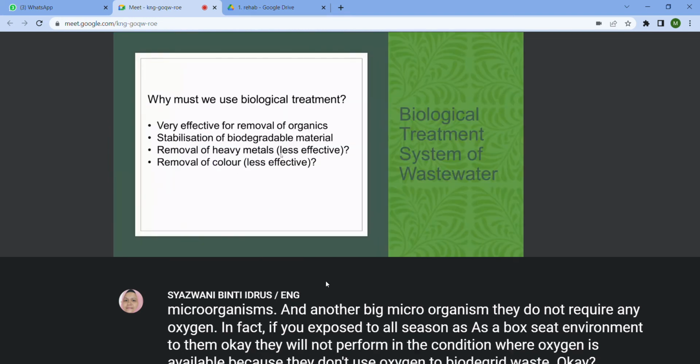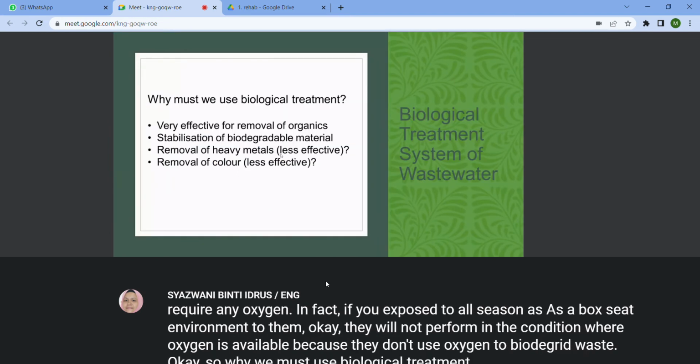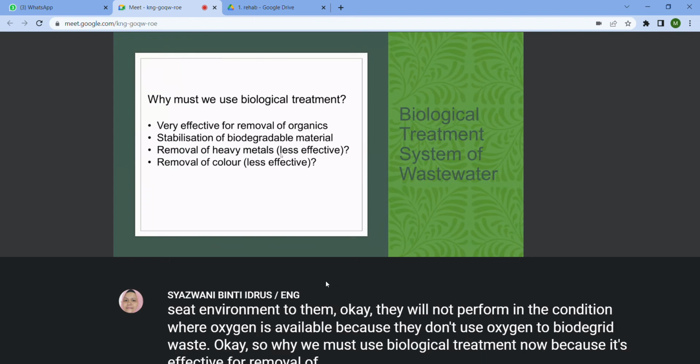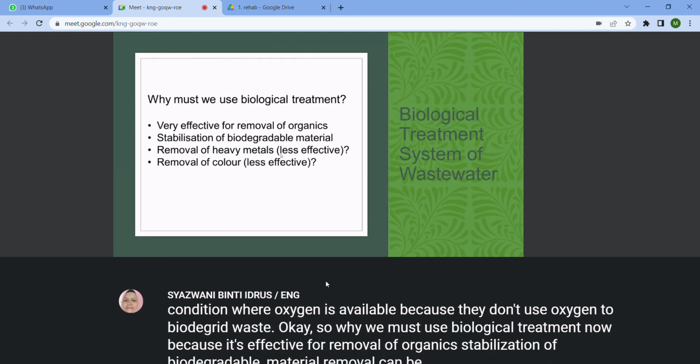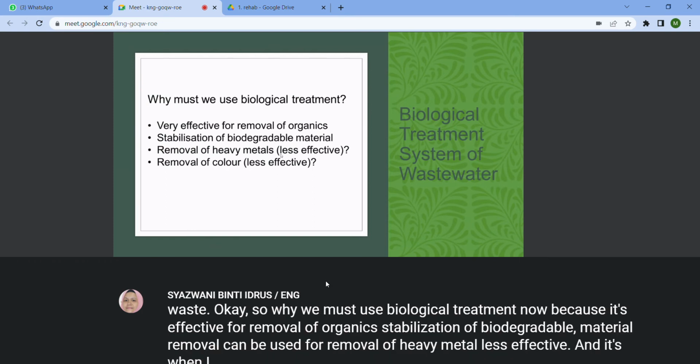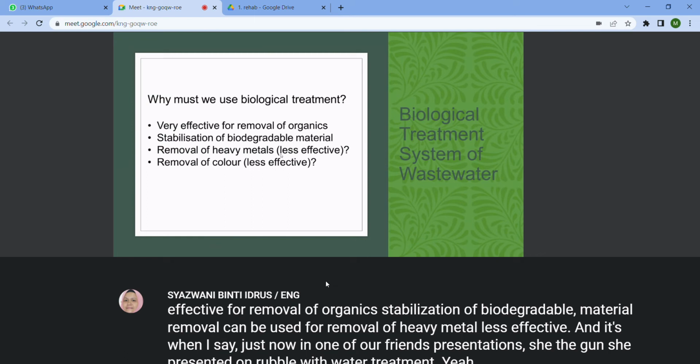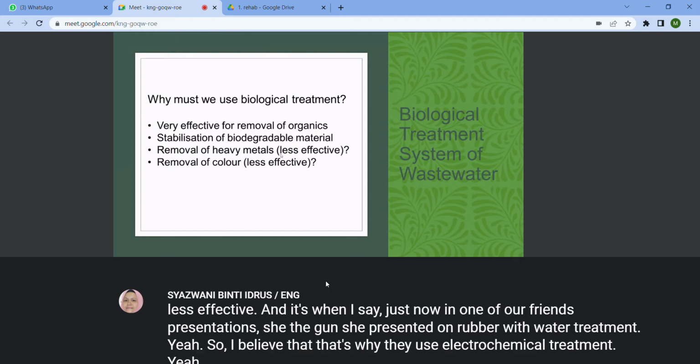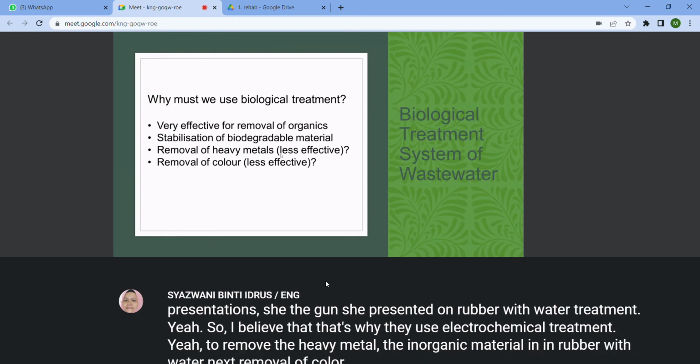So why must we use biological treatment? Because it is effective for removal of organics and stabilization of biodegradable material. It is less effective for removal of heavy metals. That's what I said just now about one of our friends' presentations on rubber wastewater treatment. I believe that's why they use electrochemical treatment, to remove the heavy metals, the inorganic material, in rubber wastewater. Next, removal of color is also less effective.